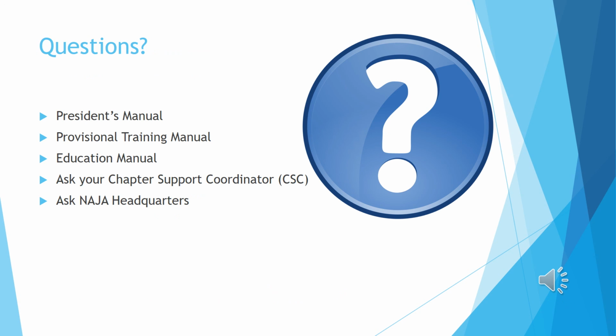If you have any further questions, you can consult the following manuals to get the information used in this presentation: President's Manual, Provisional Training Manual, and the Education Manual. Both the Provisional Training and Education Manuals can be downloaded from the NAJA website. As always, your chapter support coordinator and NAJA headquarters are there to provide you with assistance for questions big and small. We hope that this video has been helpful to you and strengthened your understanding of how to properly report the time you dedicate to Junior Auxiliary and to your community.